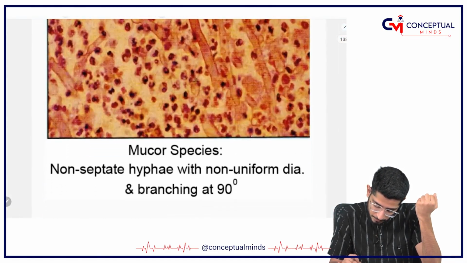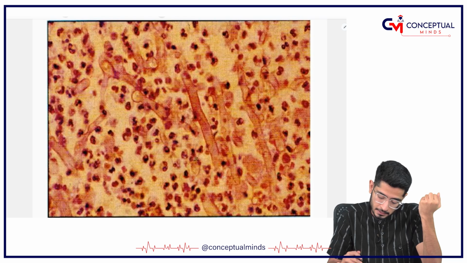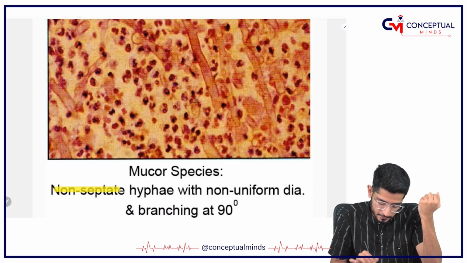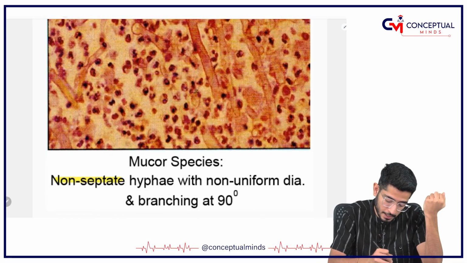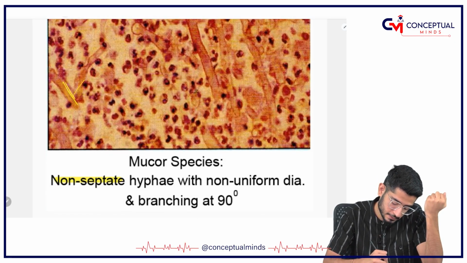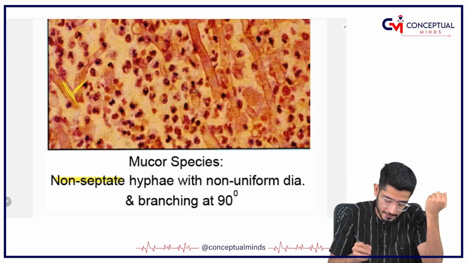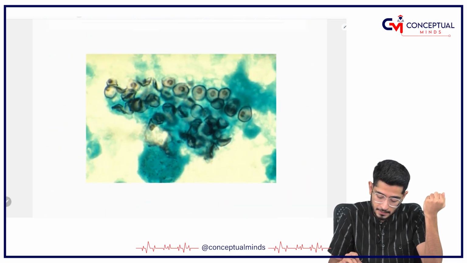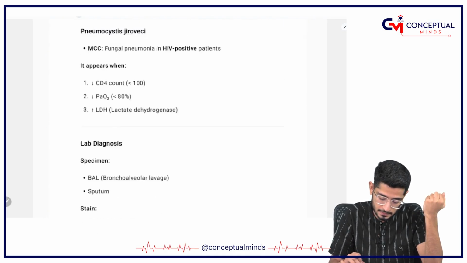And I think I have got a picture also. Yeah, can you see? This is Mucor. There are no rhizoids, there are no septae, and the branching is also at 90 degrees. More or less it is the 90-degree branching which is there, with non-uniform diameter. This is Mucor species, okay.